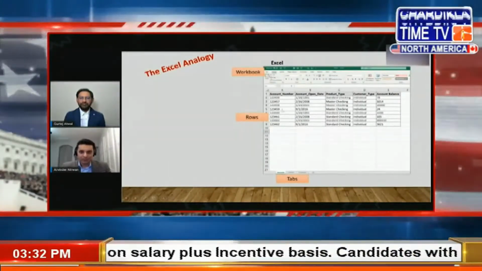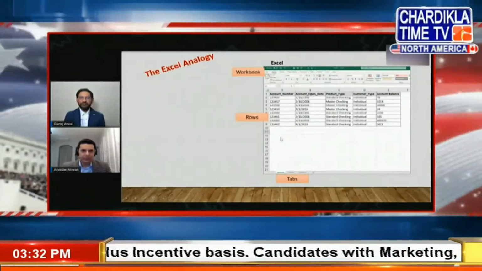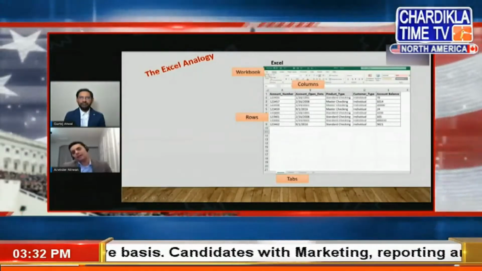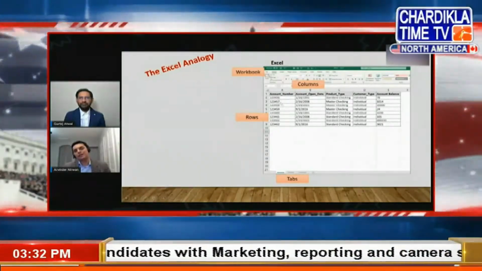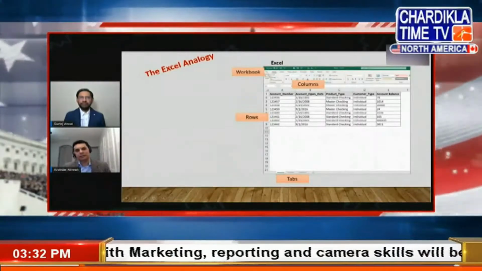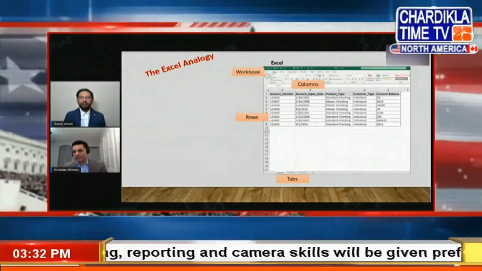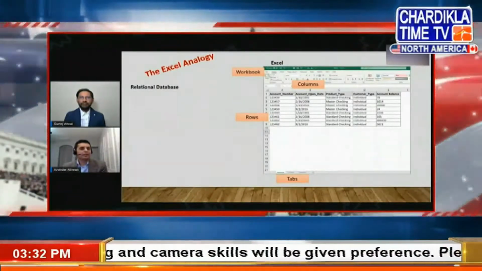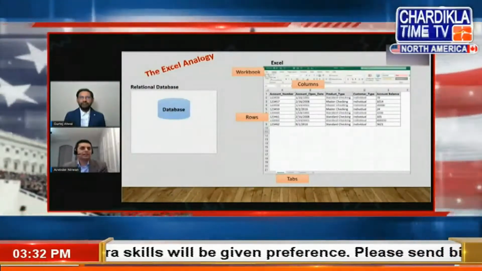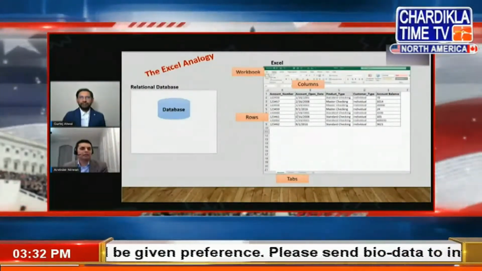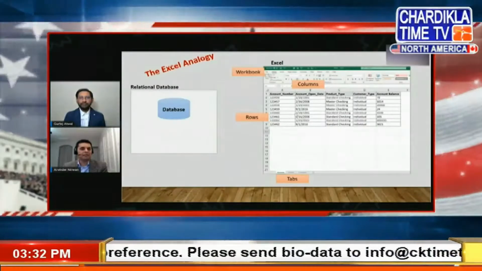We have rows, multiple rows, and we have columns. And the data actually gets stored in rows and columns in an Excel spreadsheet. And the reason I have it here, Gurtej, is because it's very similar to the relational database. That's one of the kinds of databases we have, and we're going to use that as an example today.